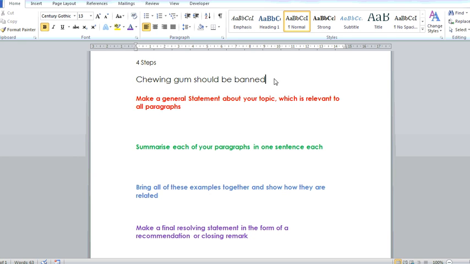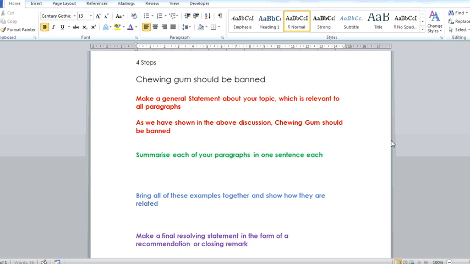Now, I should mention the fact that so far we've been writing about the topic chewing gum should be banned. So, I'm going to make a really basic summing up statement that brings in that topic and reminds people that this is what I've been talking about. As we have discussed, or actually I'm going to change that slightly, I'm going to say as we have shown in the above discussion, chewing gum should be banned. Full stop. I'll take the bold off of that so that we can see what's going on. But here we have it, as we have shown in the above discussion, chewing gum should be banned.